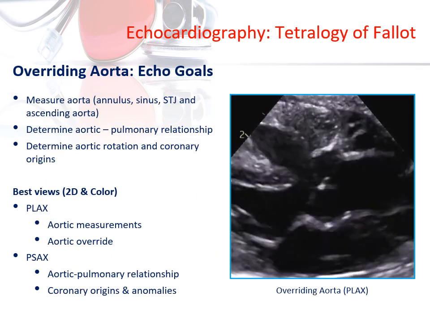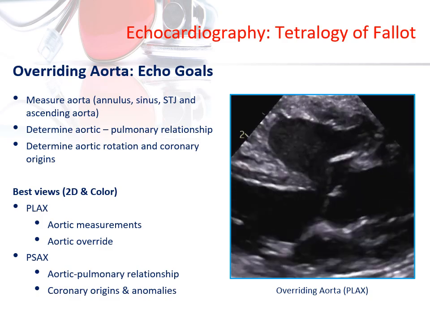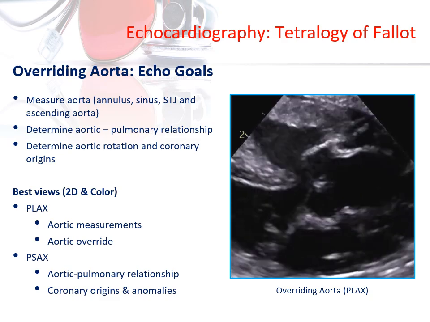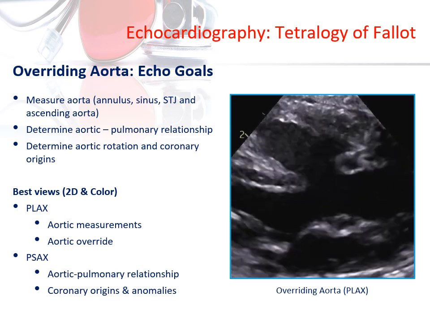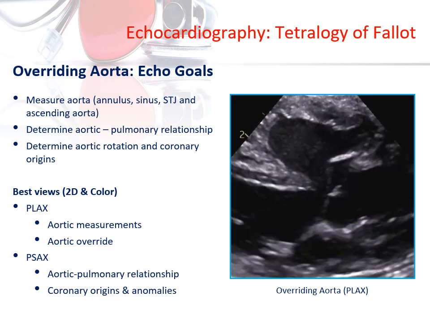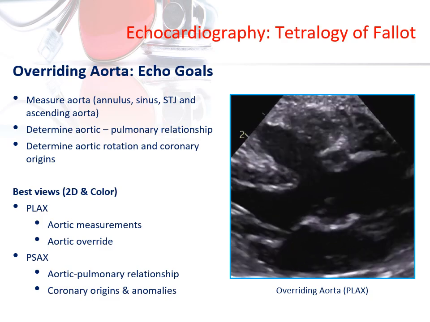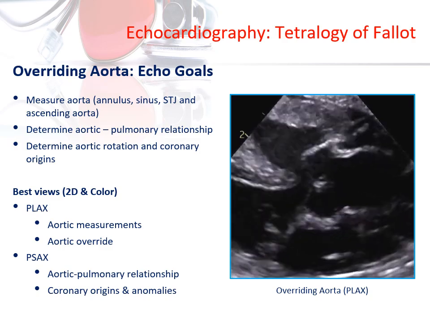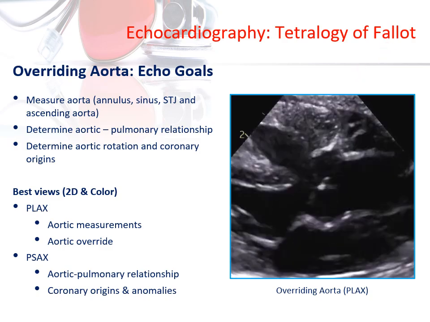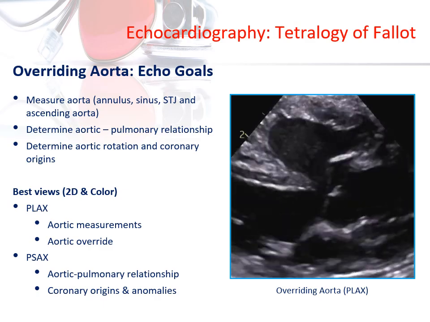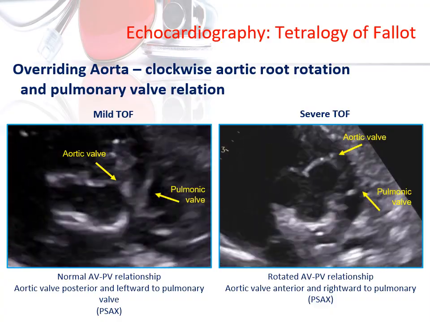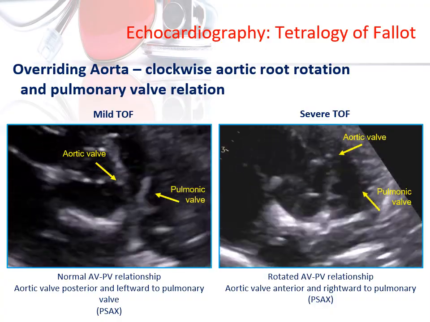Okay, what are your echo goals here? You want to measure the aorta: annulus, sinus, STJ, and ascending aorta. You want to determine the aortic pulmonary relationship, and determine the aortic rotation and the coronary origins. Some of the best views here again are parasternal long for your aortic measurements and aortic override, which is seen right here, and then parasternal short, which will help you determine the aortic pulmonary relationship and coronary origins and anomalies. Okay, clockwise rotation and pulmonary valve relation.